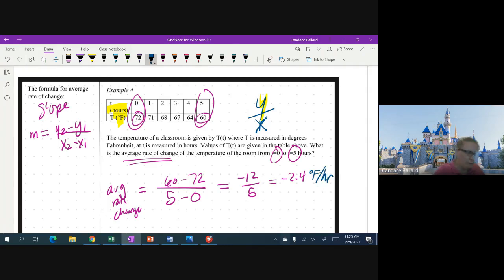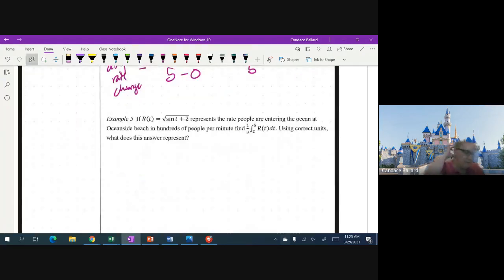All right, we're going to do one more. Okay. So if R of t equals the square root of sine of t plus 2 represents the rate people are entering the ocean at Oceanside Beach in hundreds of people per minute, find 1/3 the integral from 2 to 5 of R of t dt using correct units. And what does this answer represent?